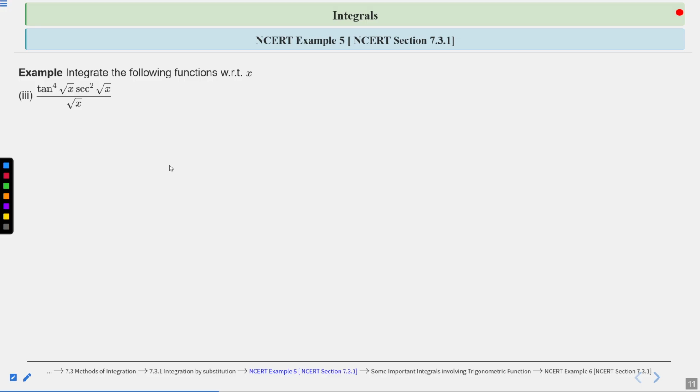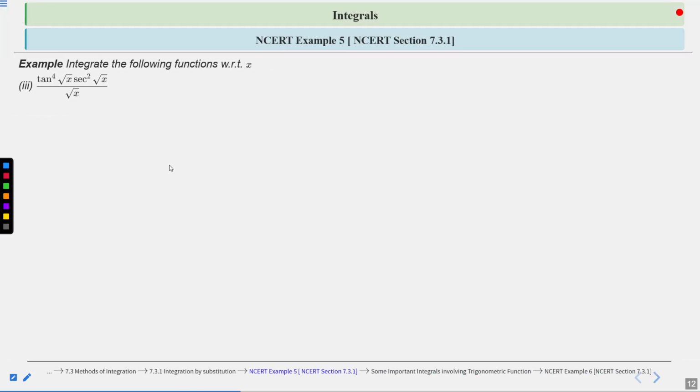Okay, hope you all have attempted this. Let us see how we can solve the given question. So we have to integrate the given function. Now to integrate tan⁴(√x) sec²(√x) upon √x with respect to x, we will use the substitution method.